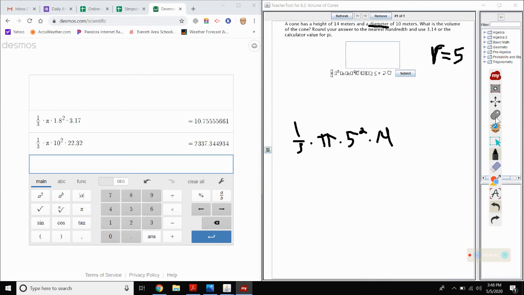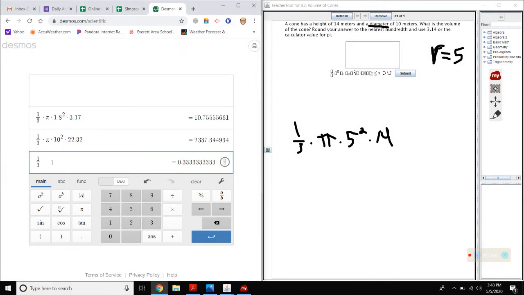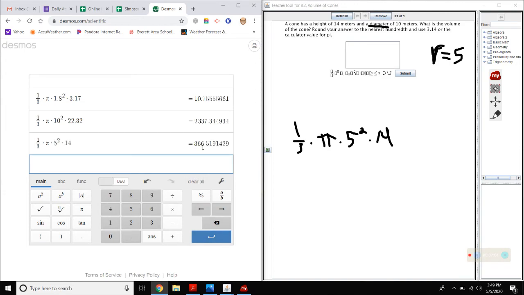So now I'm ready to plug this into the calculator. So again, 1 divided by 3, I've got to click beside the fraction, times pi times 5 squared times my height of 14, 366.519. And that 9 is going to make this 1 round up to 2, 366.52, and that is meters cubed.